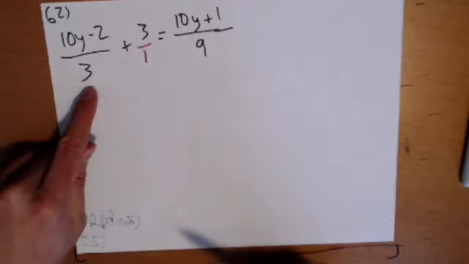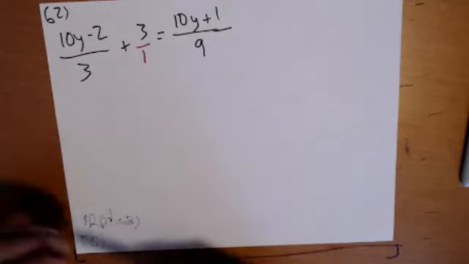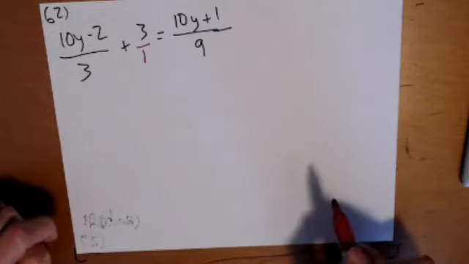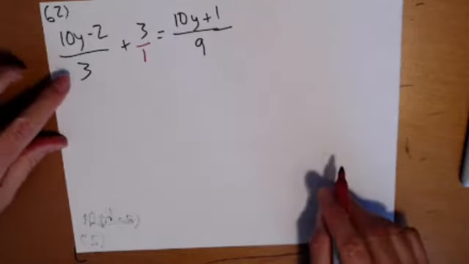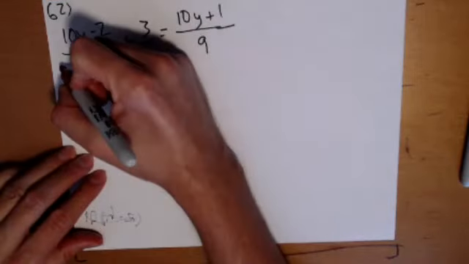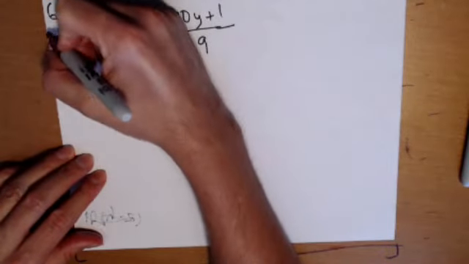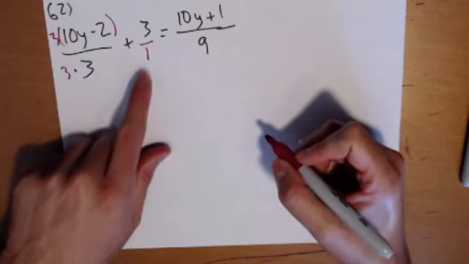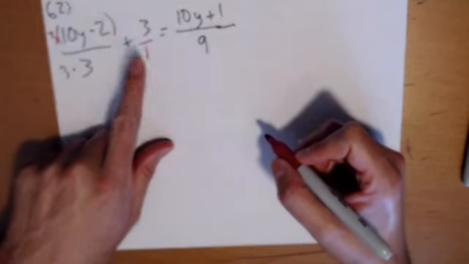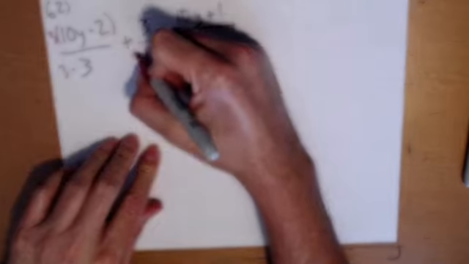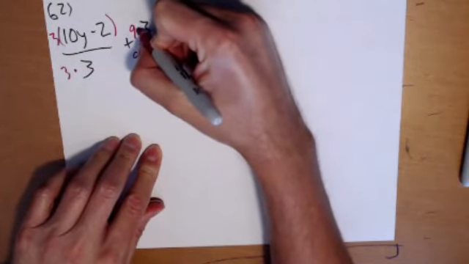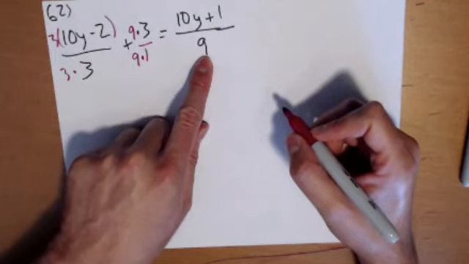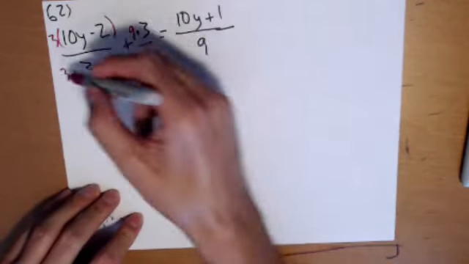So I see a 3, I see a 1, I see a 9. Let's get the common denominator of 9, lowest common denominator. So this needs to be a 9, so I need to multiply by 3. So multiply the bottom by 3, multiply the top by 3. So I put parentheses around the whole top. This one needs to be a 9, so I have to multiply by 9, multiply by 9. So you see the bottom's 9, the bottom's 9, the bottom's 9. Okay, bottoms are all the same.